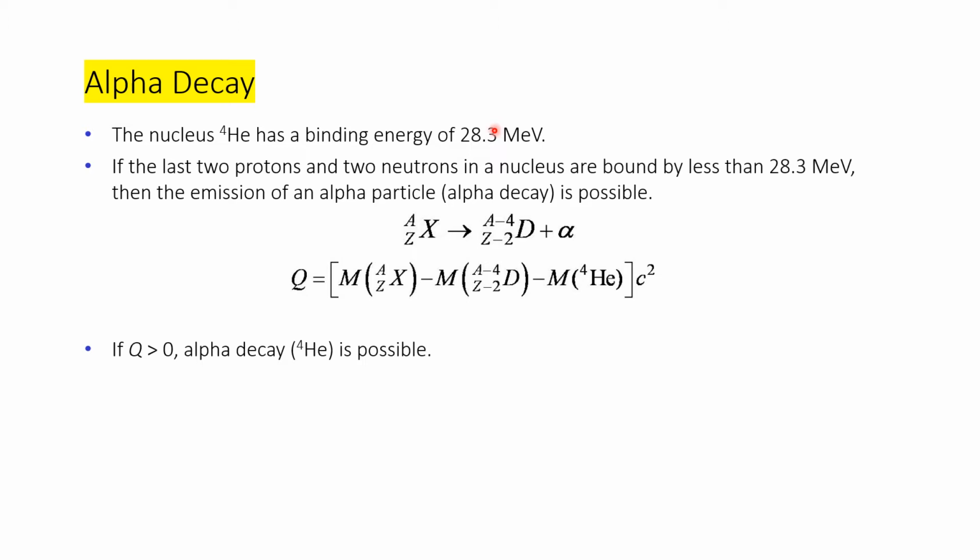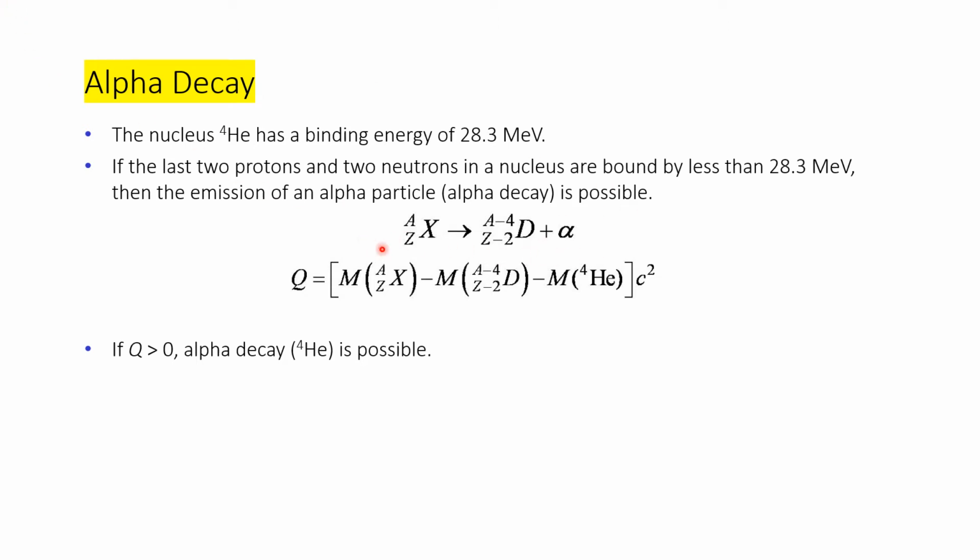For the alpha decay, the equation is you have your X, which decays to your daughter nuclei, plus your alpha particle. Here, your Q, your disintegration energy, for example in the helium-4, is just M of X minus M of the daughter nuclei minus the mass of helium-4, times C squared. If Q is greater than 0, then the alpha decay of helium-4 is possible. If you get a Q that's negative, then the alpha decay is not possible for this case.